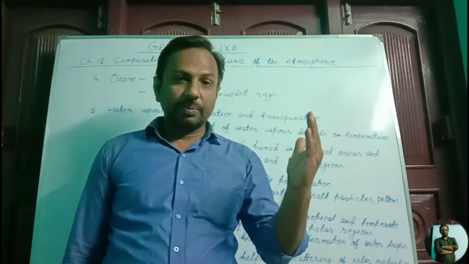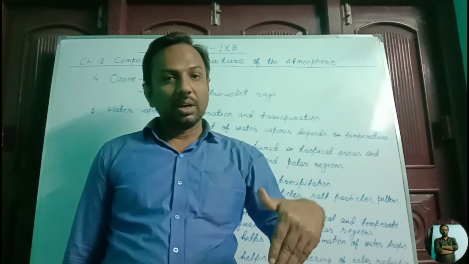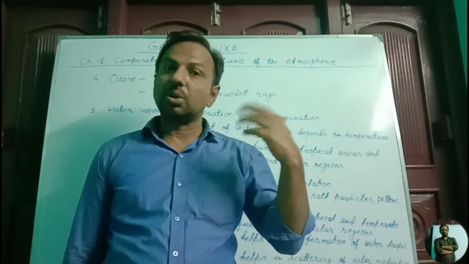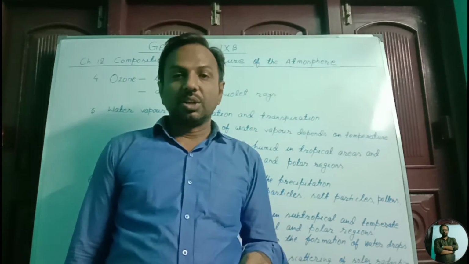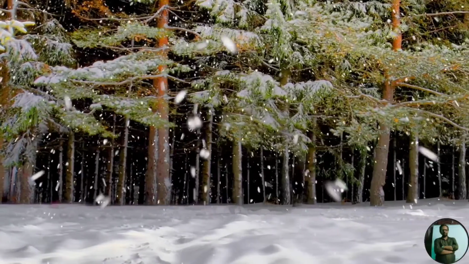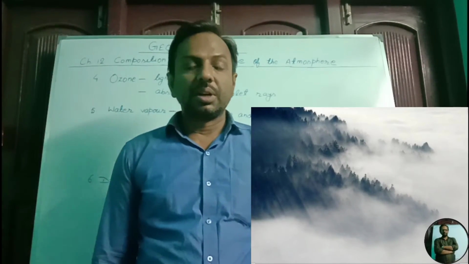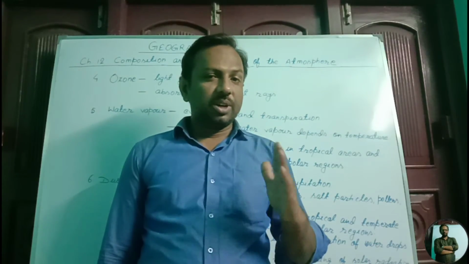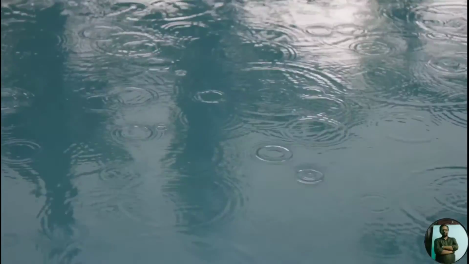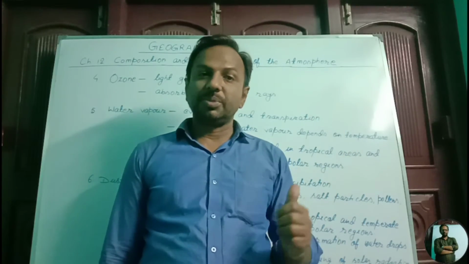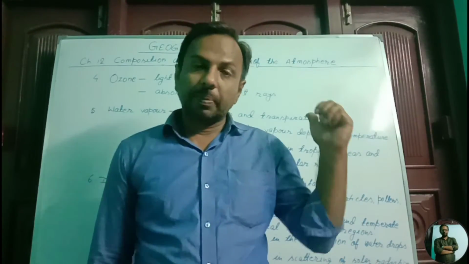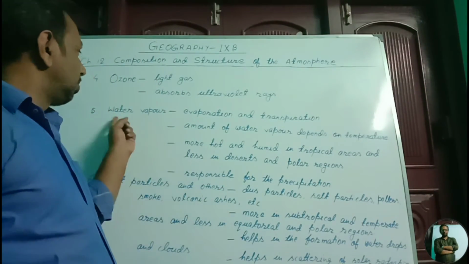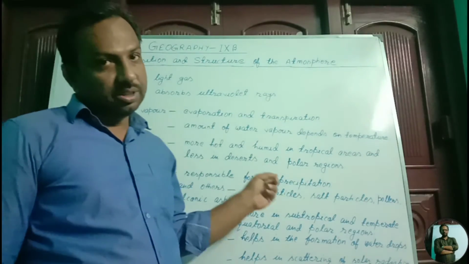Different forms of water vapor that fall on the ground, that come to the earth's surface from the atmosphere, are called precipitation, such as snowfall, dew, mist, fog, frost. All these are forms of precipitation, along with rainfall. This precipitation is due to water vapor.